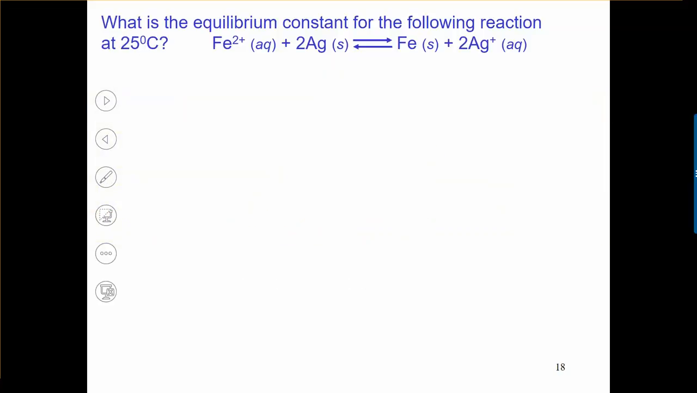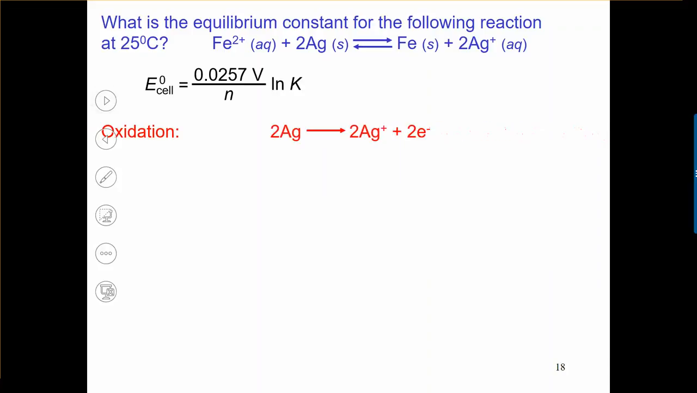Okay. What is the equilibrium constant for the following reaction at 25 degrees Celsius? We're going to use this equation. Because it's at 25 degrees Celsius, that's one of the reasons we can use this equation. So it's not that the temperature isn't important, it's just that it's at the standard state condition that we can use this.